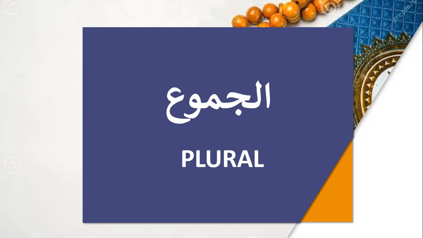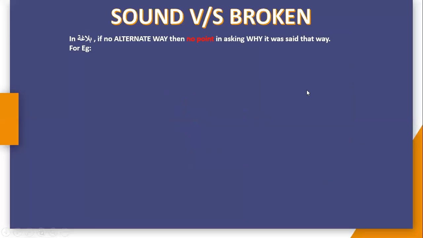We are going to continue the last chapter of advanced structure, al-jam', which means plural. We have already learned that in Balagha, we have sound plurals and broken plurals. Some words only have sound plurals, some words only have broken plurals, and some words have both.